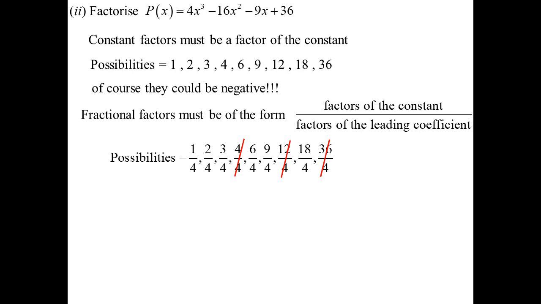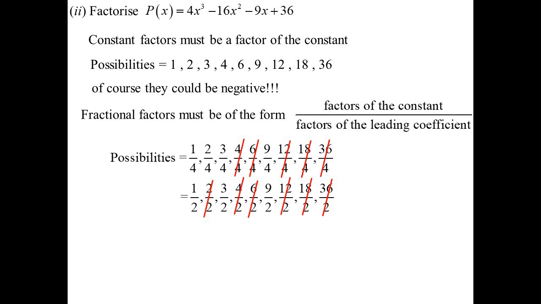So all of those possibilities divided by 2 could be a possible solution. Again, we've got some double ups there. So 2 over 2, 4 over 2, 6 over 2, 12 over 2, 18 over 2, and 36 over 2. Oh, by the way, they could be negative as well. So we've got all these possibilities we could choose from.